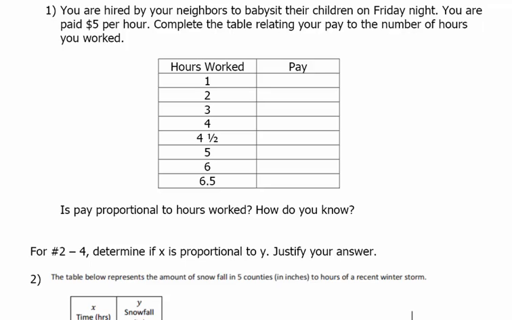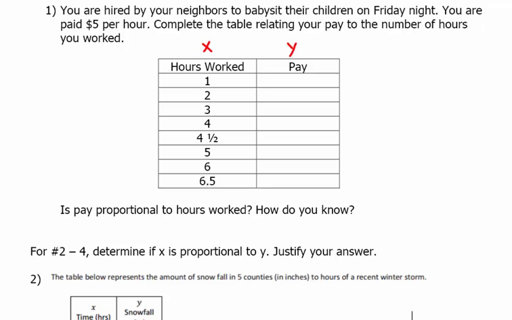So the amount of pay you get depends on the amount of hours worked. So this would be x, and this is y. Y is always the one that's dependent on the other. You're hired by your neighbors to babysit their children Friday night. You're paid $5 per hour. Complete the table relating your pay to the number of hours you worked.